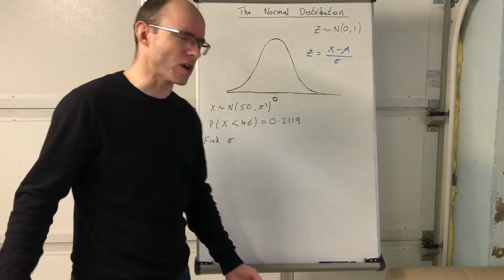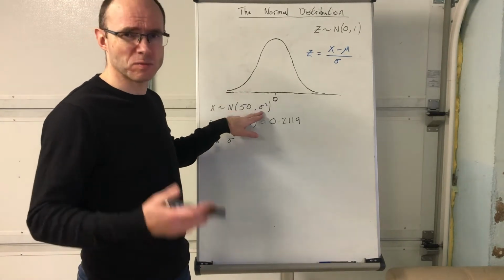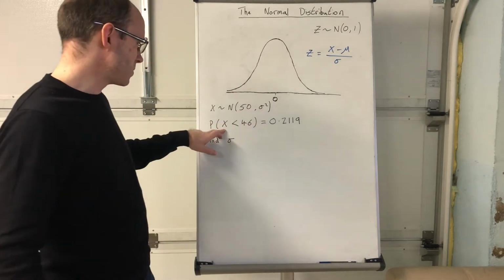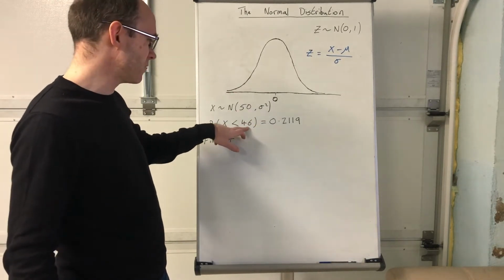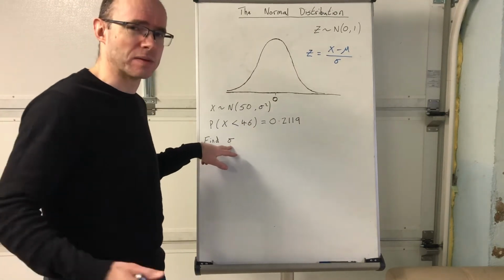Okay, so this next example, we're told that x is normally distributed, mean 50, but then we're not told the standard deviation or variance, so it's sigma squared. And we're told that probability of x is less than 46 equals 0.2119. We've got to find sigma, of course.